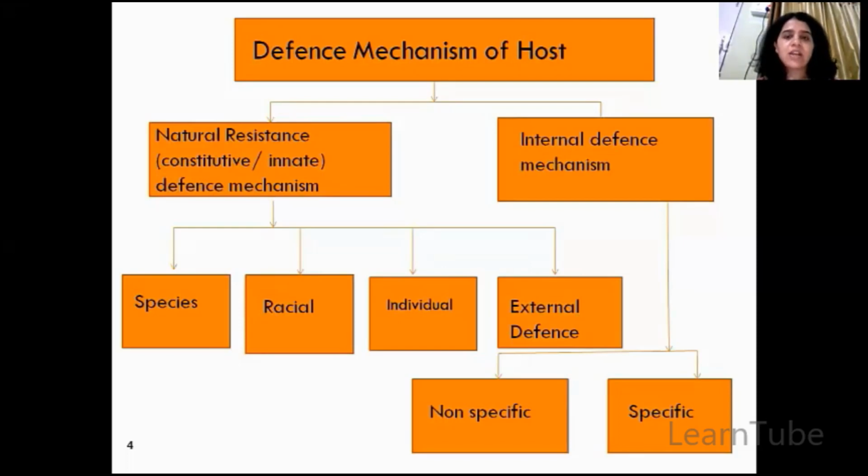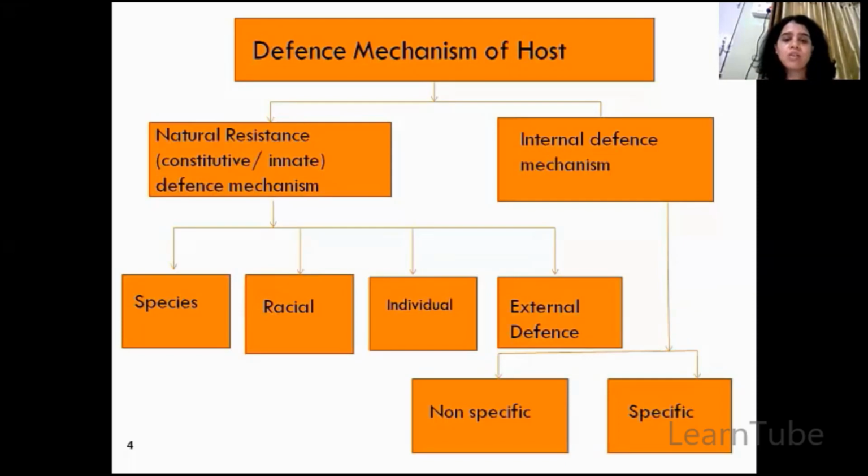Next is racial. Here, racial means that white people are more susceptible to some diseases as compared to black people. You must have seen that white people easily get infected with typhoid and the like, even in minor conditions. But in the case of South African people, their immunity is so high. Why? Because of the external environmental conditions, they have adapted to that particular environment, due to which their immunity has increased.